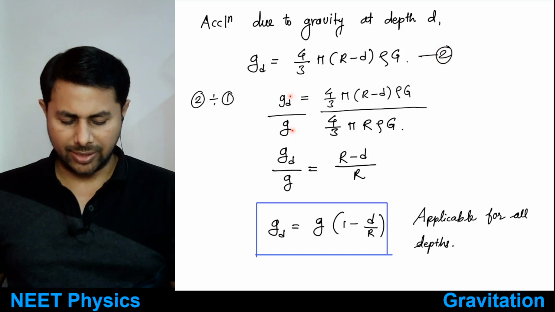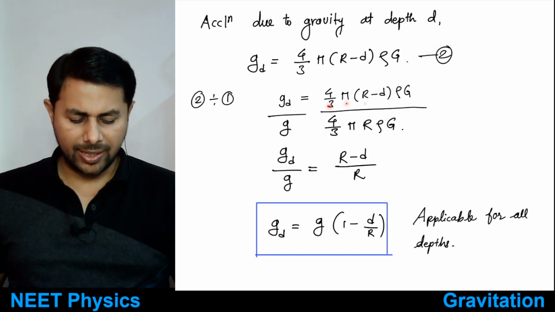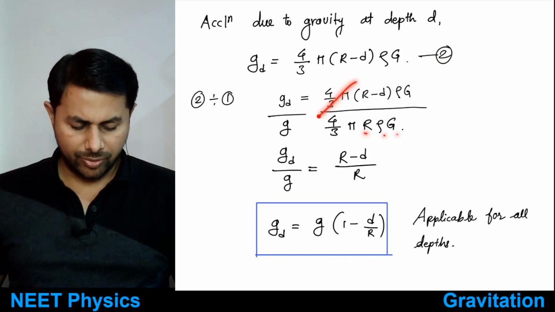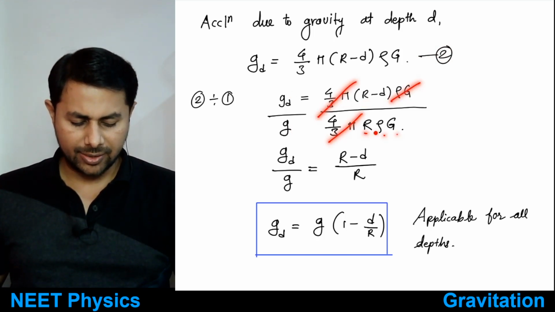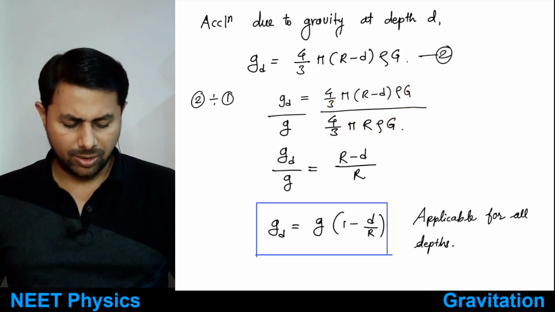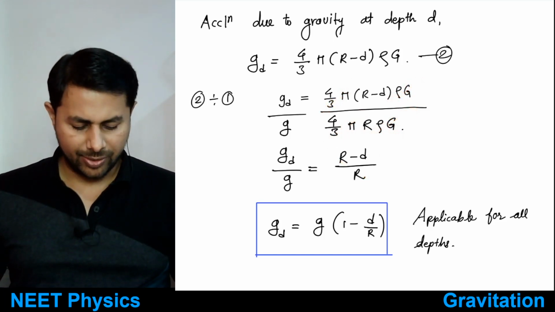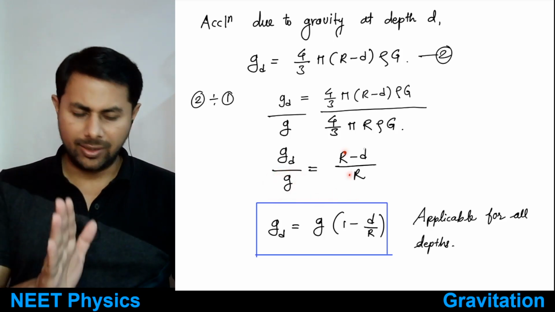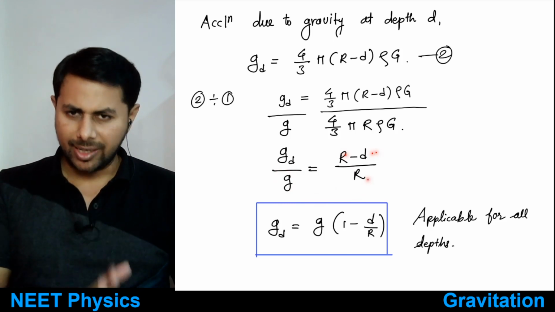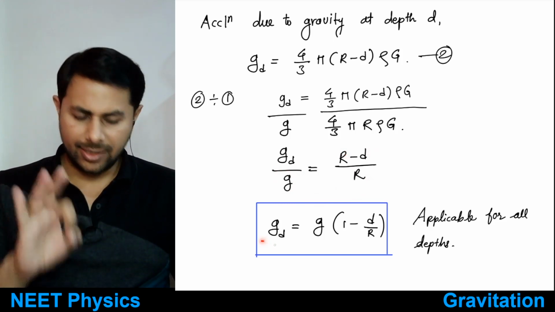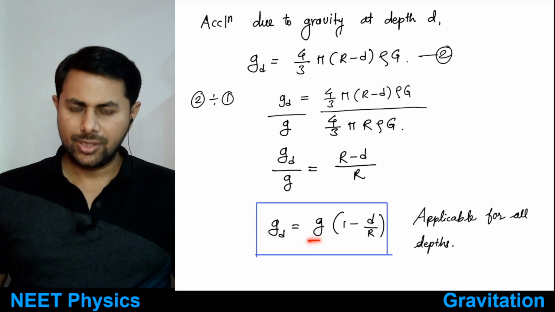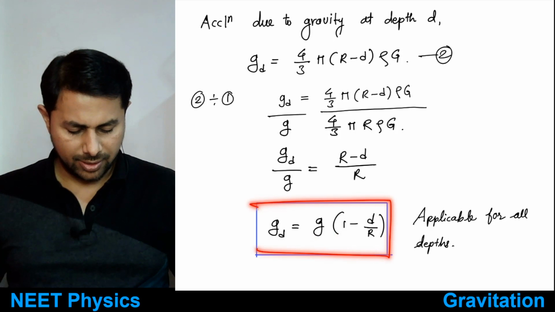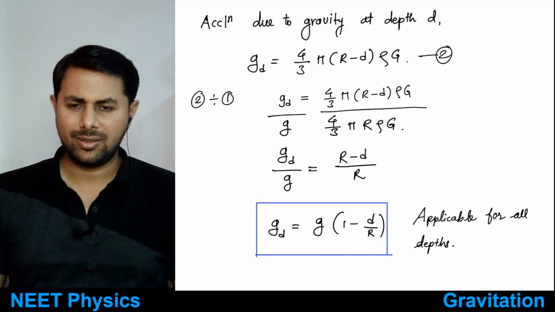Dividing 2 by 1, what do you get? 4 by 3 pi r minus d rho g divided by 4 by 3 pi r rho g. The 4 by 3 pi and 4 by 3 pi get cancelled out, rho g gets cancelled out, and you have r minus d divided by r. Move g to the other side. r upon r is 1, so you have 1 minus d divided by r. So g at depth d is g times 1 minus d upon r. Is this formula clear, everyone?